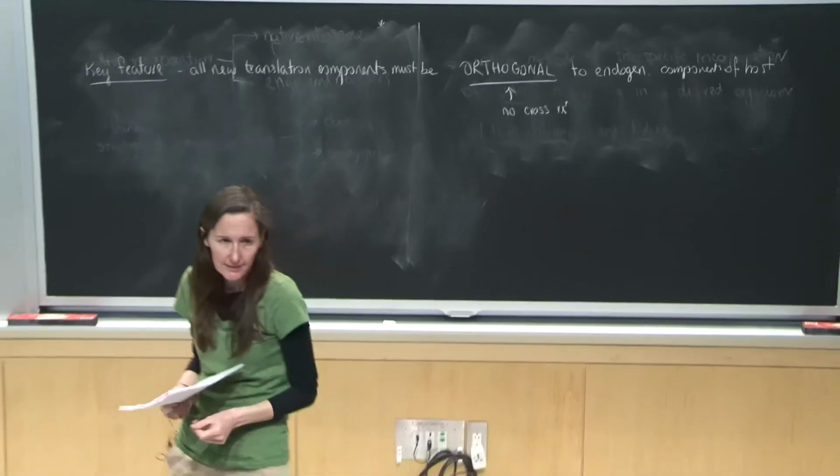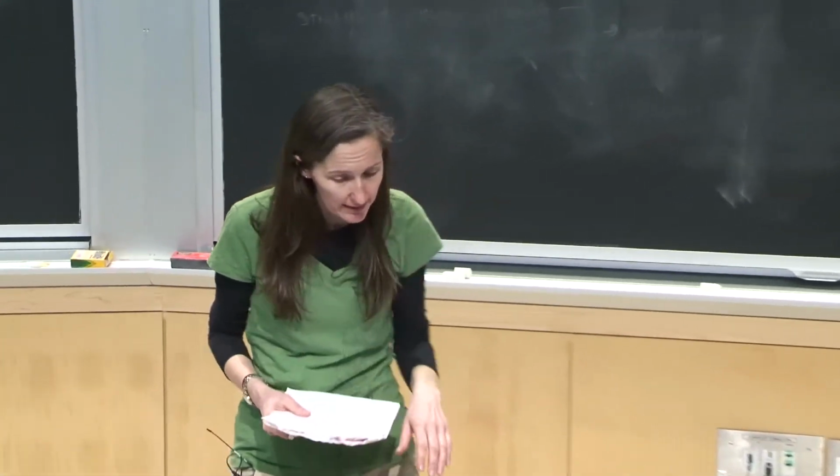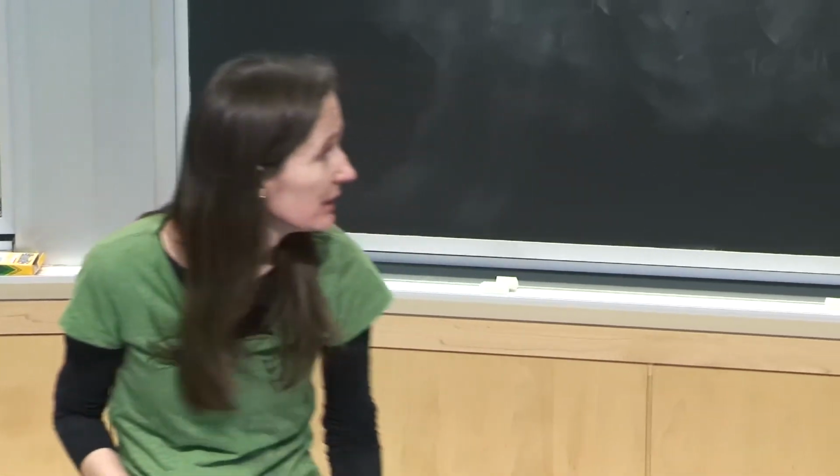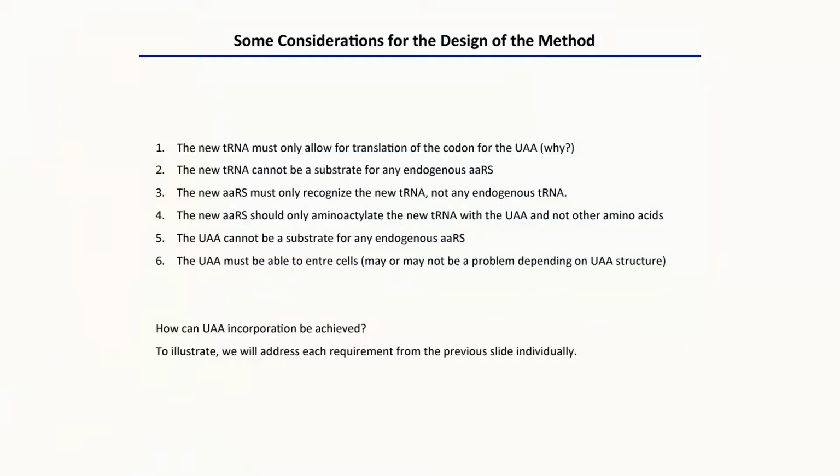So what do we need to consider in terms of these? We need to think about all of the machinery, and I just list some considerations here. This new tRNA can only allow for translation of the codon for the UAA. It can't be a substrate for any of the endogenous AARS because then it will become loaded potentially with the wrong amino acid. So think back to lectures 2 and 3. This new aminoacyl tRNA synthetase can only recognize the new tRNA and not endogenous tRNAs, so cross-reactivity again.